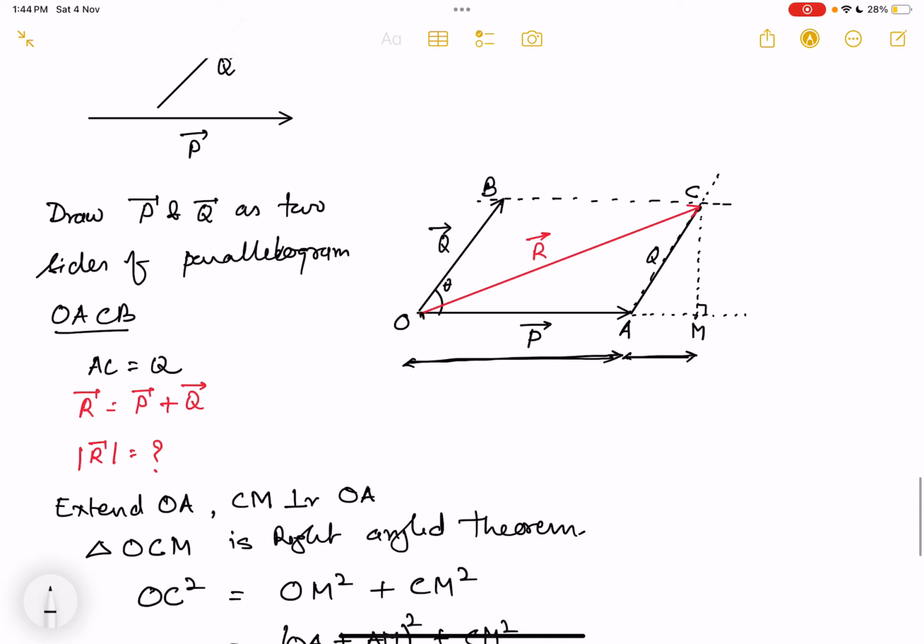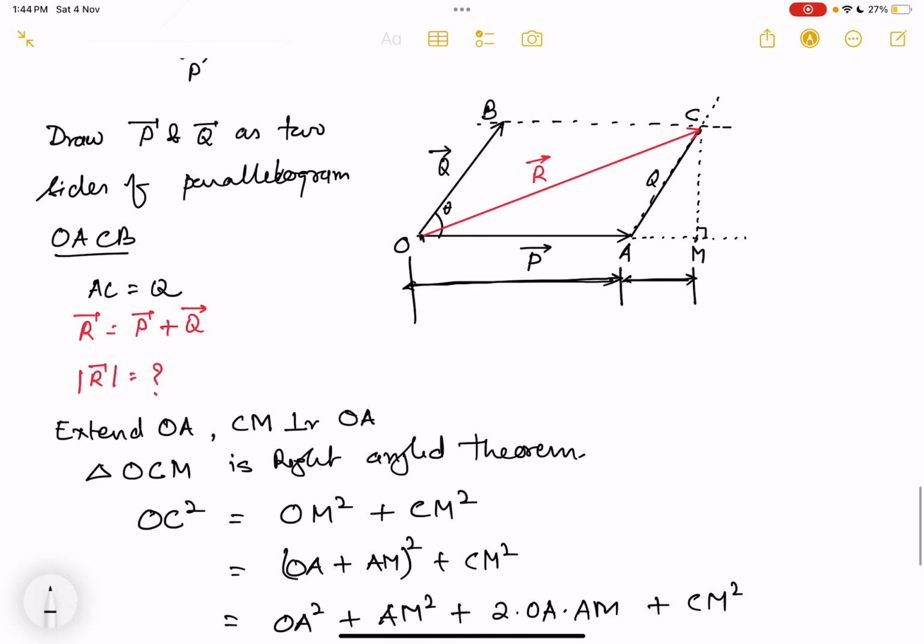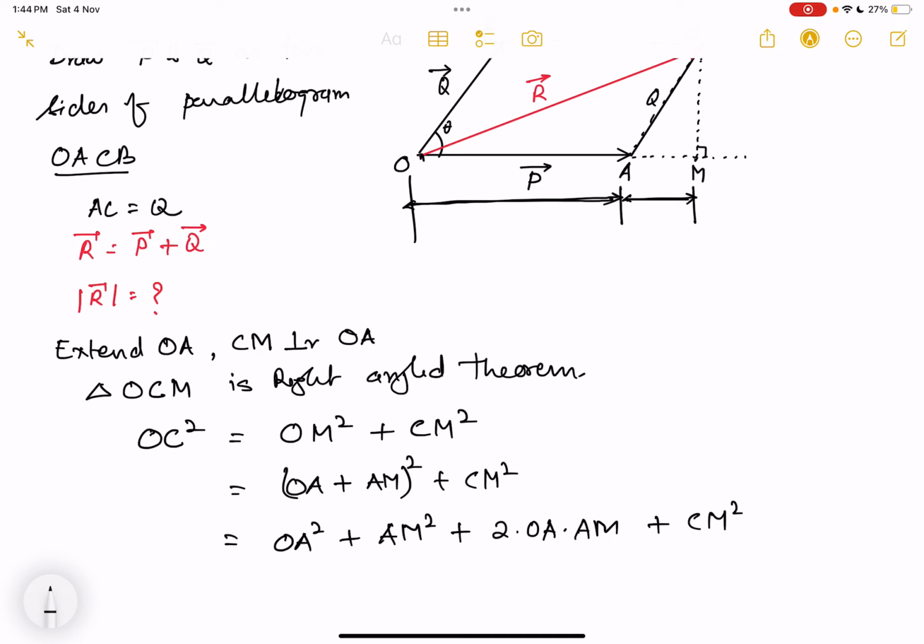See the diagram? You want OM. OM is made up of two sections, OA and AM. So this OM square can be written as (OA plus AM) the whole square, because it is made up of two sections, and therefore you can expand (A plus B) the whole square. So OA square plus AM square plus 2 OA into AM, plus CM square. Okay?